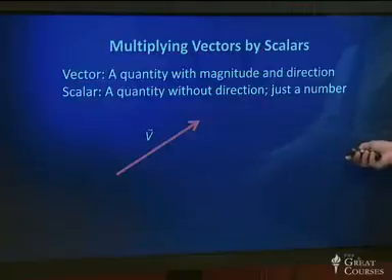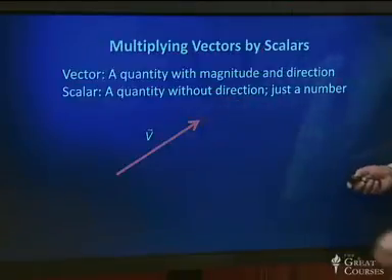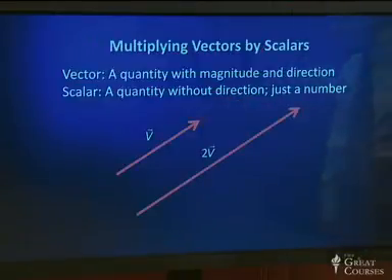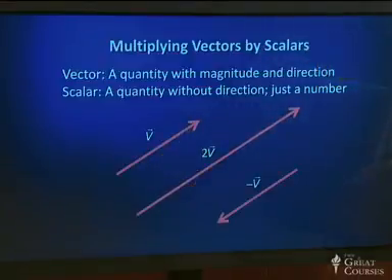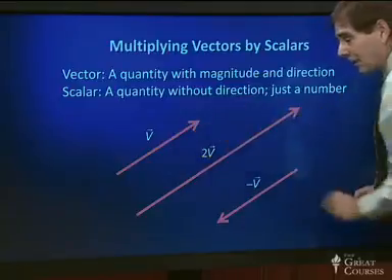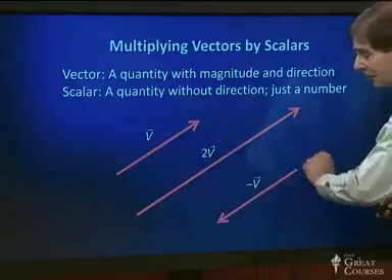So here's a vector v. Again, it's a vector because it's got that arrow over it. Here's vector 2v. It's a vector in the same direction, but it's twice as long. Here's the vector minus v. It's a vector of the same length as v, but it's in the opposite direction because the minus 1 flipped its direction. So that's what it means to multiply a vector by a scalar.